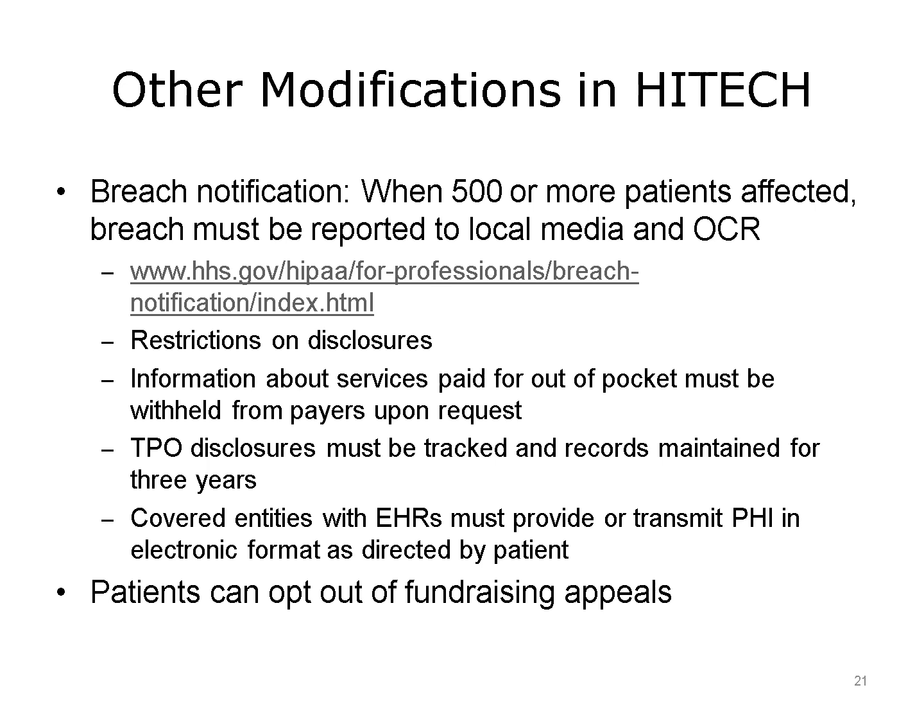There are also some modifications that allow patients to put more restrictions on disclosures. For example, when patients pay for medical care out of pocket instead of through their insurance, they can stipulate that information not be sent to payers. There are also stricter rules for appropriate disclosures of TPO. These disclosures must be tracked and records maintained for 3 years. In addition, covered entities that have electronic health records have to either provide or, if the patient requests, transmit PHI in electronic format as the patient directs. Finally, one other clause allows patients to opt out of fundraising appeals.